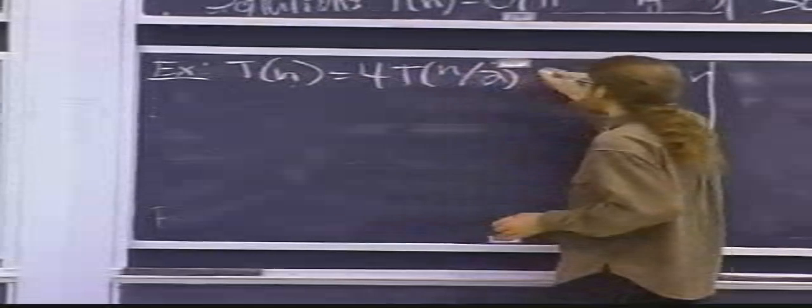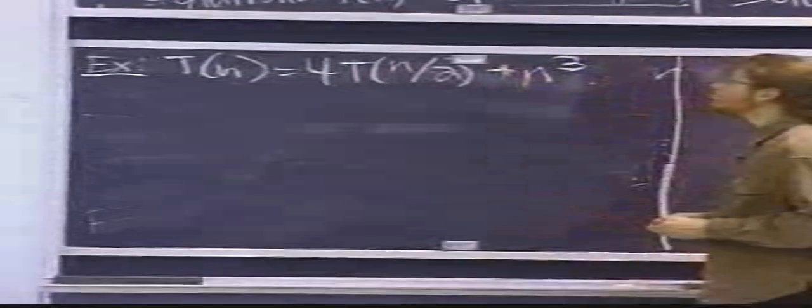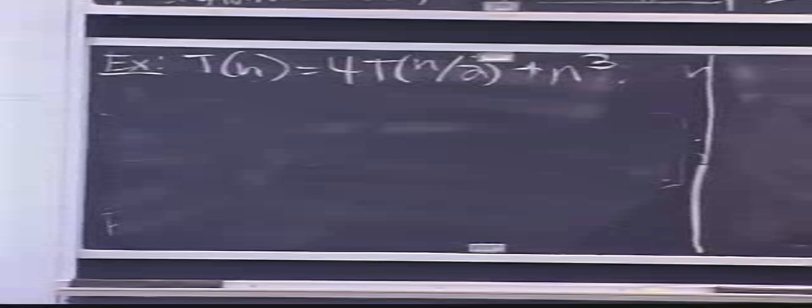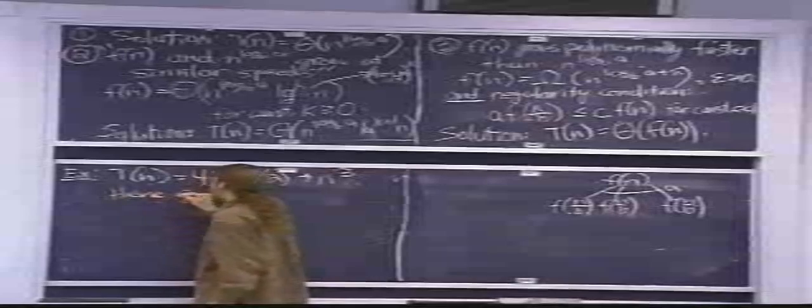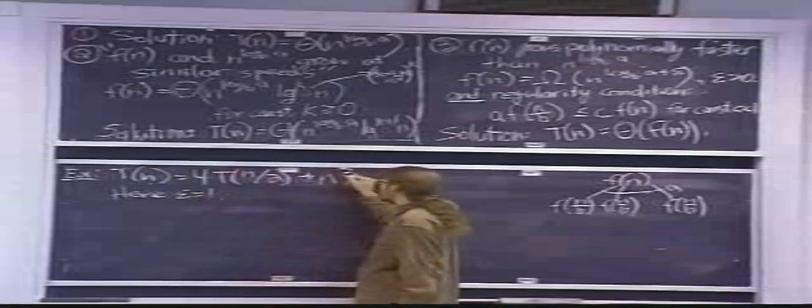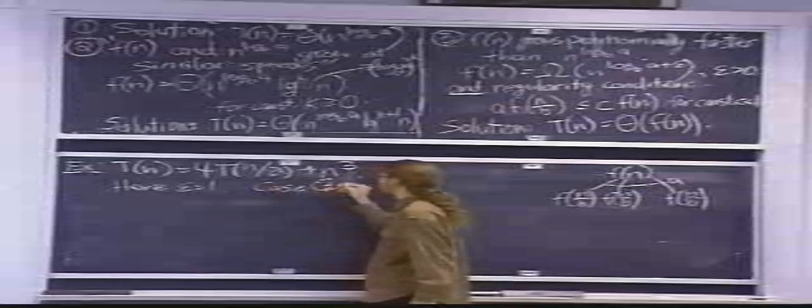So let me, I need another board. So now I'll use the same recurrence, but change f to be n cubed, so that now f is bigger than n to the log base b of a, and so we're in case 3. So I'll just say here epsilon equals 1, I guess, because it's n squared plus 1. And we're in case 3. Good.